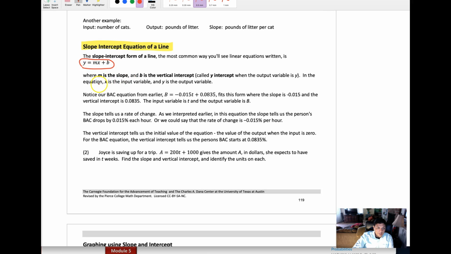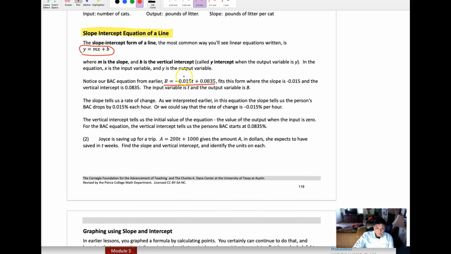Y equals mx plus b. M is the slope, b is the vertical or y-intercept. In this earlier example, this here was our linear equation. We used b and t because those variables actually mean something, your blood alcohol content and time. In general, if we don't have any meaning, we just say y equals mx plus b.